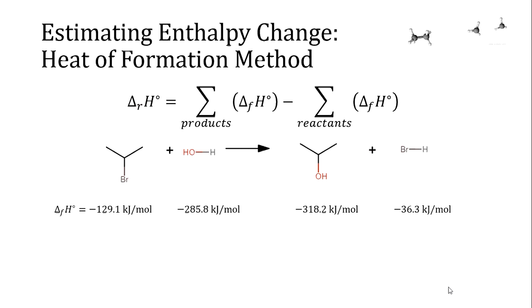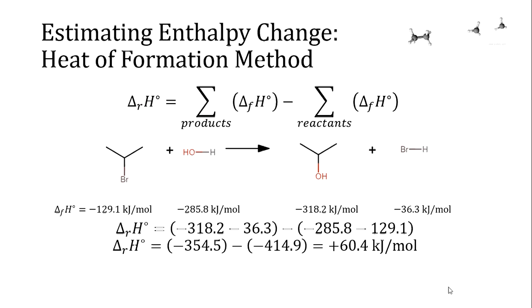Here are the heats of formation for the 4 substances in this reaction. The heat of formation of 2-bromopropane is minus 129.1 kilojoules per mole, water is minus 285.8 kilojoules per mole, 2-propanol is minus 318.2 kilojoules per mole, and hydrogen bromide is minus 36.3 kilojoules per mole. And all we have to do is take the sum of the enthalpy changes of the products and subtract the sum of the enthalpy changes of the reactants, which I've done here.